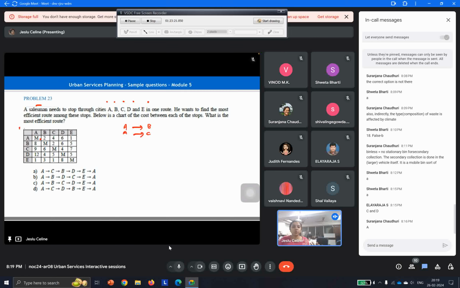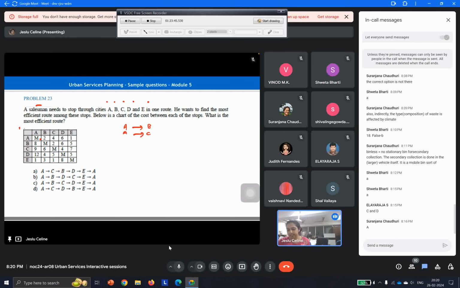M is considered a penalty or a higher value because you don't want to travel from A to A. There's no travel involved, right? So it's a penalty, or a very high value we give over here, because our objective is to minimize or get the lowest cost. So M is a value which has a very high value. With that we formulate this matrix.